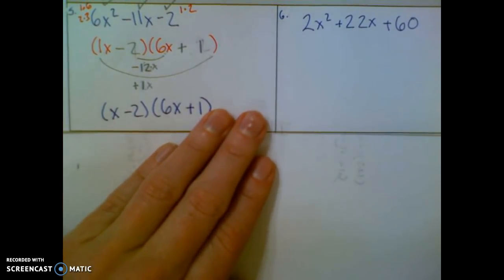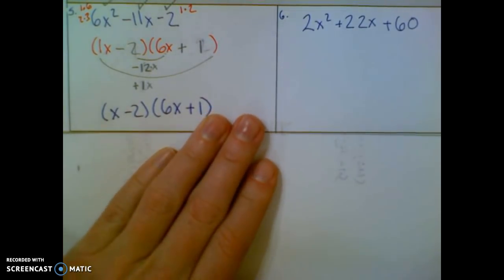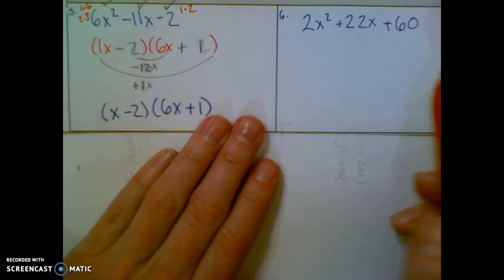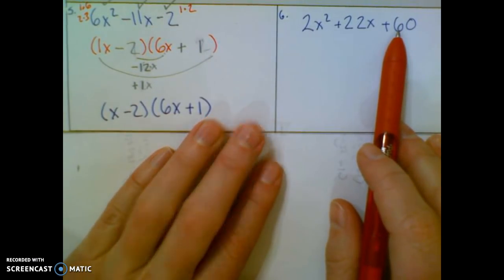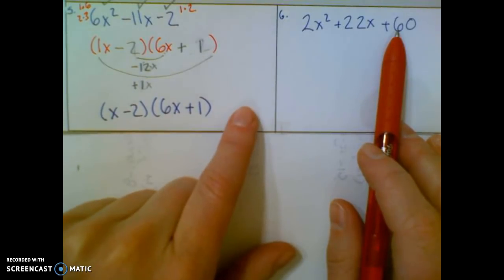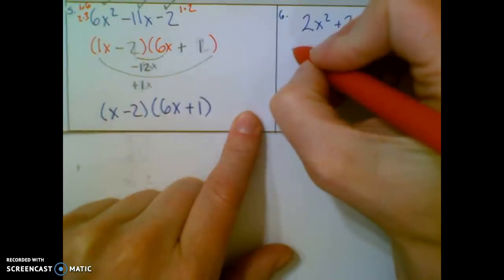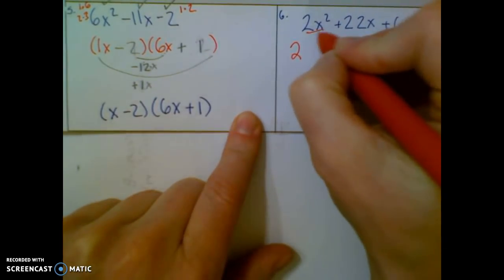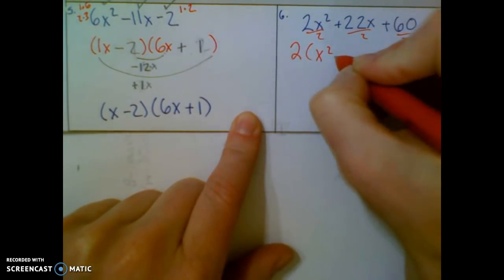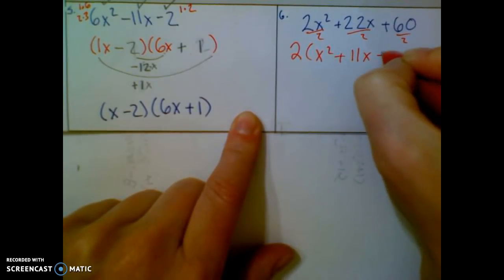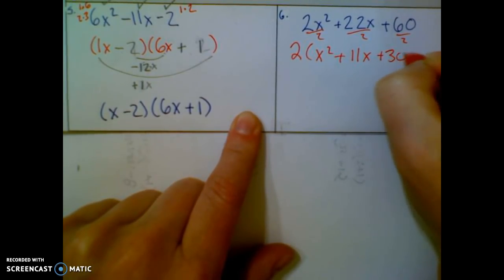Okay, looking over at number 6, let's not jump the gun here. Let's definitely check the GCF first. Hopefully it's pretty evident there's a GCF in there because they're all even. So I'm going to factor out a 2. I'm going to divide all the terms by 2. When I do that, I get x squared plus 11x plus 30.